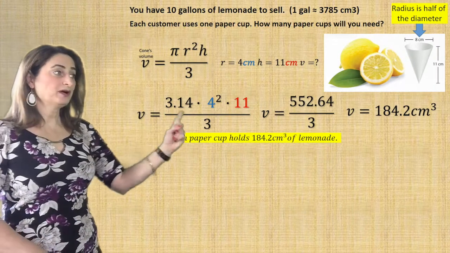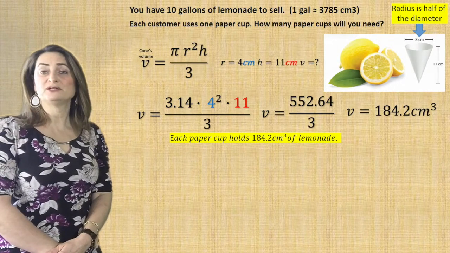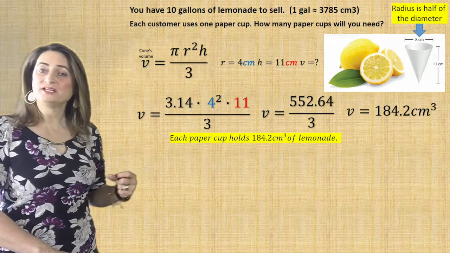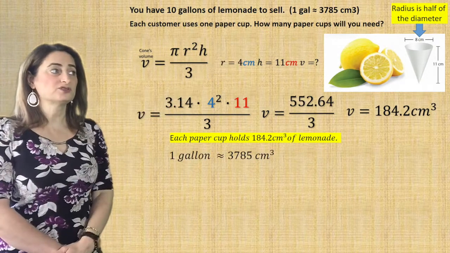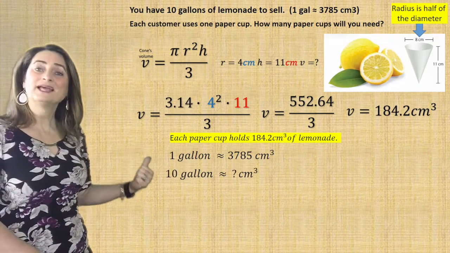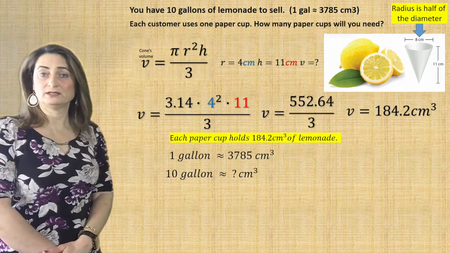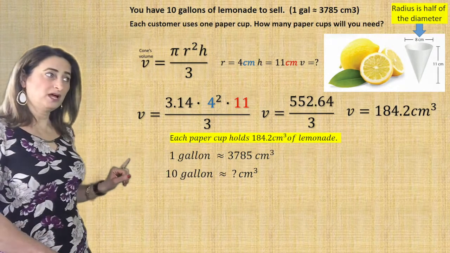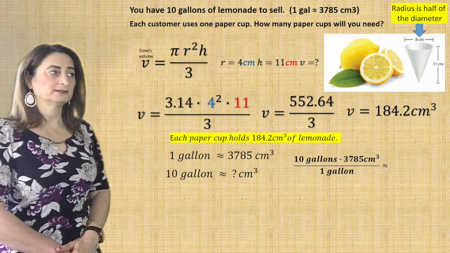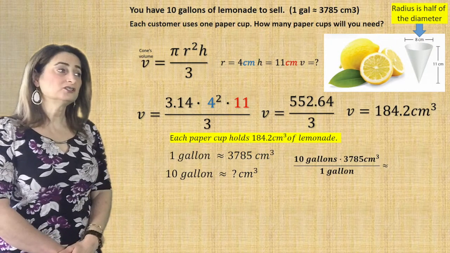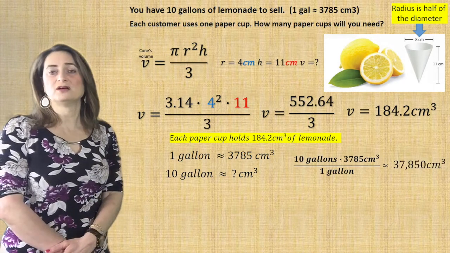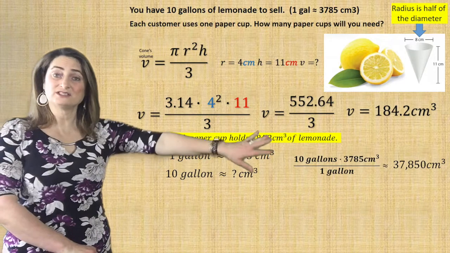So each paper cup holds 184.2 cubic centimeter of lemonade, but you have 10 gallons. So I need to convert the gallon into cubic centimeter. And they told me 1 gallon is 3,785 cubic centimeter. What about 10 gallons? How many cubic centimeter would it be? So now cross multiply. 10 gallons times 3,785 divided by 1 gallon. Watch how the gallon and the gallon cancel each other. 10 times 3,785 divided by 1, approximately 37,850 cubic centimeter. That's just the 10 gallons.